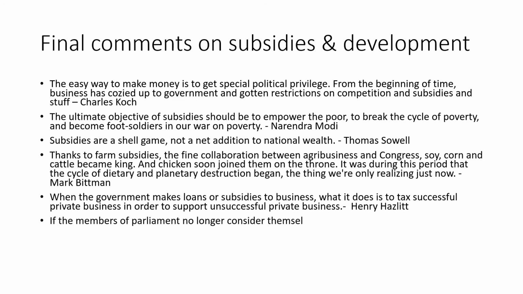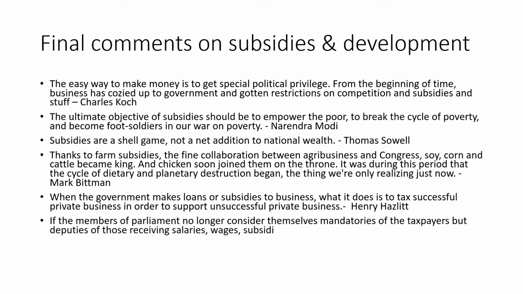If the members of Parliament no longer consider themselves mandatories of the taxpayers but deputies of those receiving salaries, wages, subsidies, doles and other benefits from the Treasury, democracy is done for. Ludwig von Mises. So basically it's again this point about how subsidies can end up corrupting politicians. Firms that receive subsidies will normally reward politicians who gave them the subsidy. So what happens then is that policy is enacted for the benefit of a small number of big businesses that have got the ear of politicians.